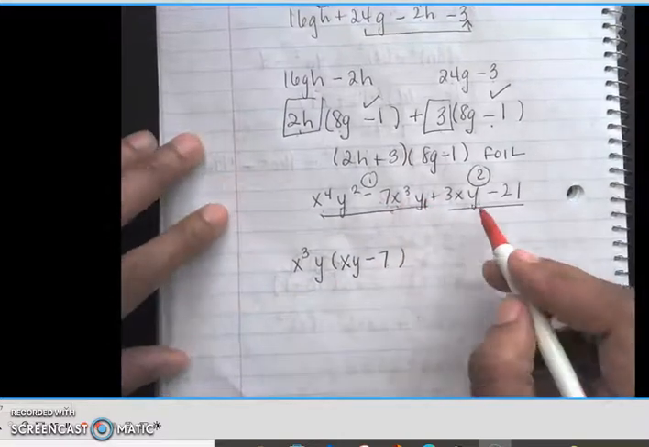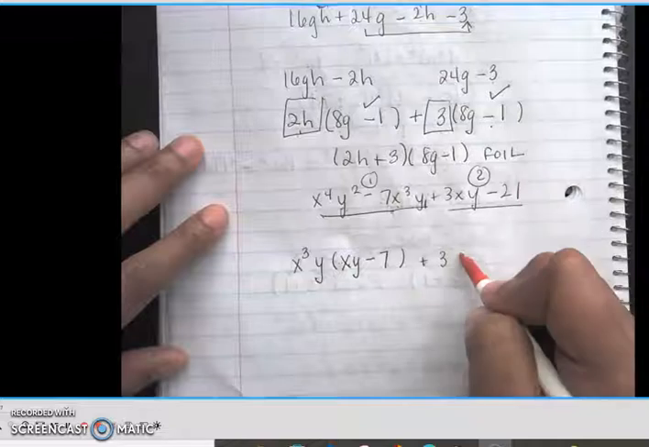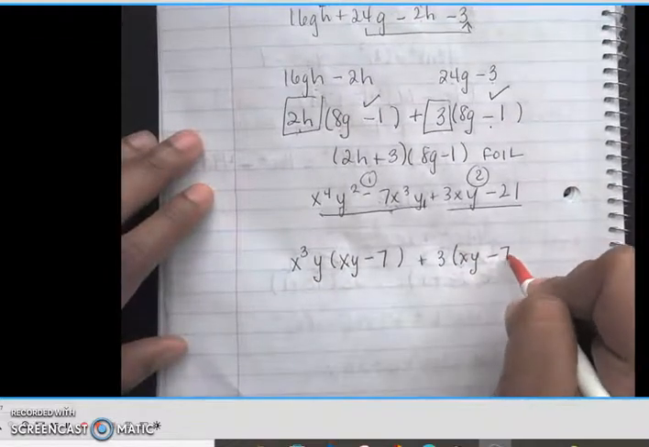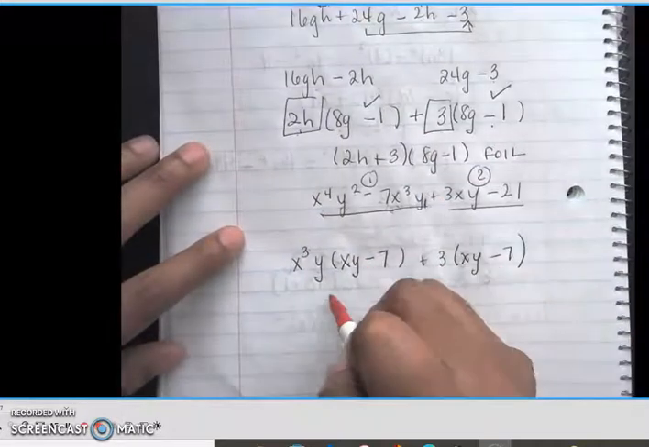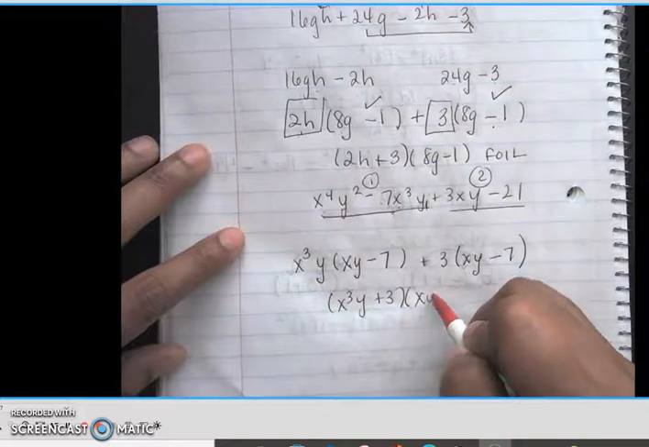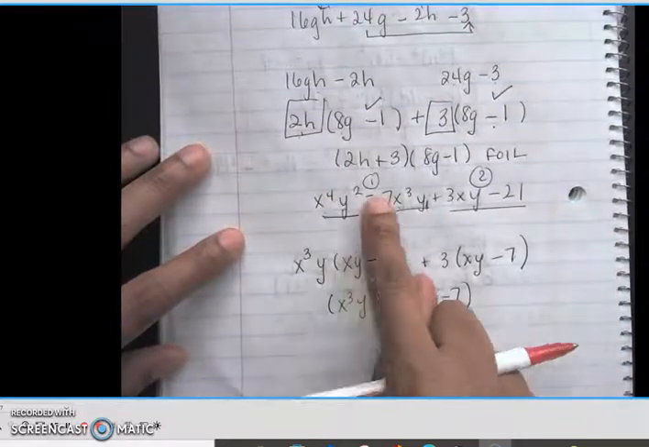So I'm done. Now this one, pull out a 3. There's no x or y in common. So this leaves me with xy minus 7. So now see, it matches. So we're going to put x cubed y plus 3 in one parentheses, xy minus 7 in another parentheses. If we FOIL this out, we should get the original problem.